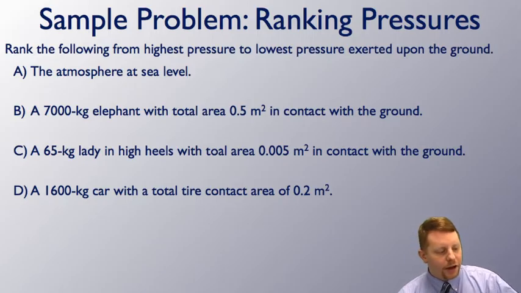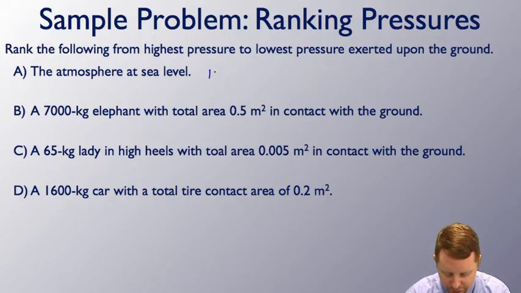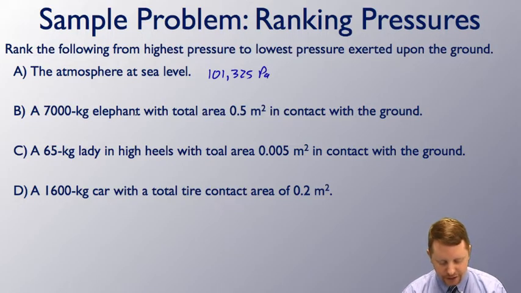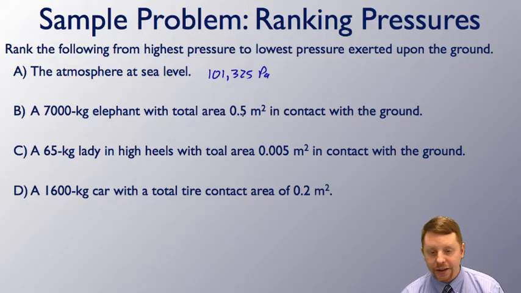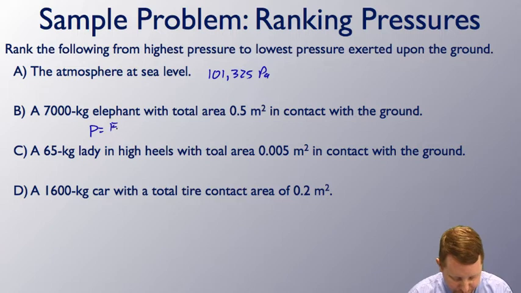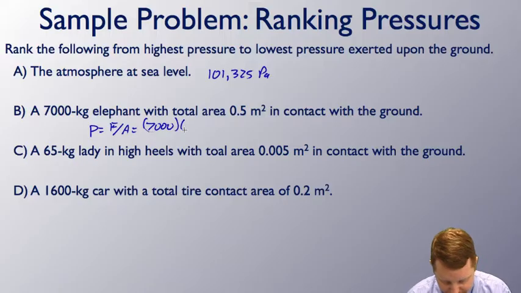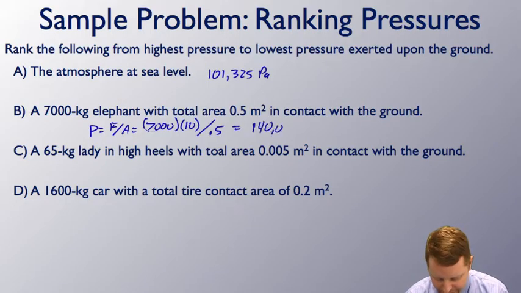Here we have a set of conditions, and we want to know which is the highest pressure and lowest pressure. Let's put them in order. The atmosphere at sea level, well, we know that's about 100,000, or actually 101,325 pascals. A 7,000 kilogram elephant with total area 0.5 square meter in contact with the ground. Well, the elephant's pressure is going to be force over area, which is going to be 7,000 kilograms times 10 meters per second squared, the acceleration due to gravity, divided by that half a square meter, or 140,000 pascals.